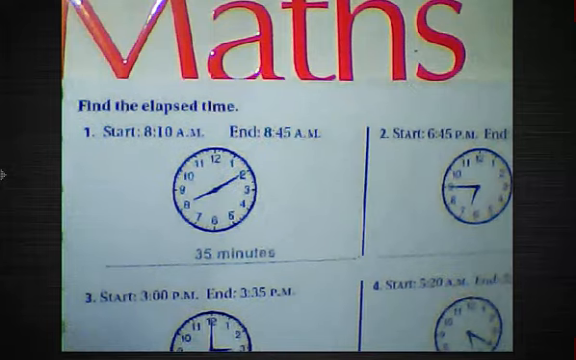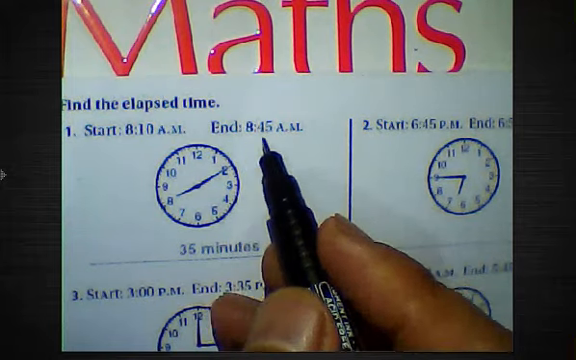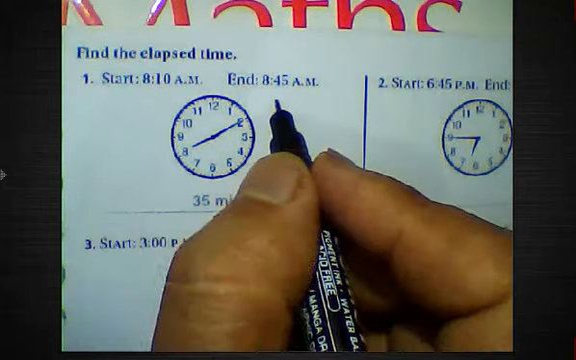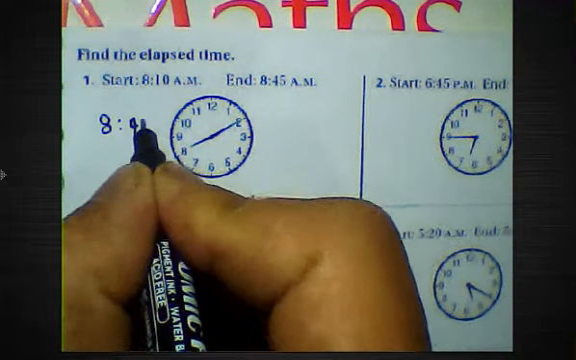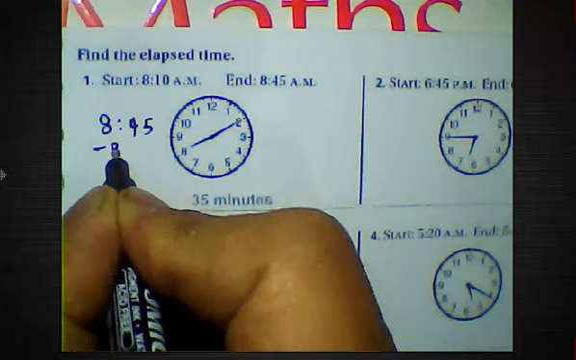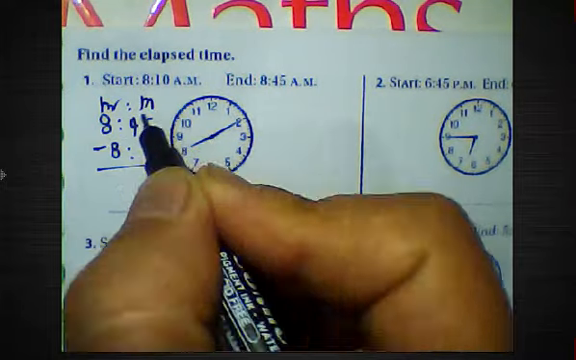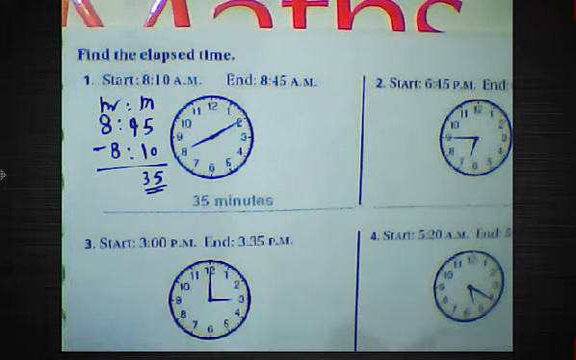Find the elapsed time. Start at 8:10 a.m. End at 8:45 a.m. We can find elapsed time by subtracting the times: the end subtract the start. 8 hours and 45 minutes, subtract 8 hours and 10 minutes. It's hours and it's minutes. The result will be 35 minutes. So the elapsed time here will be 35 minutes.